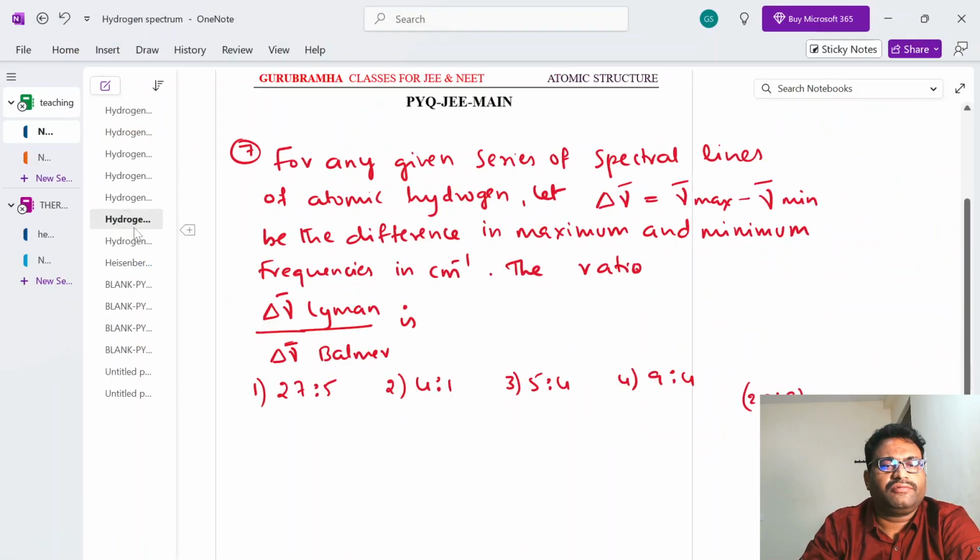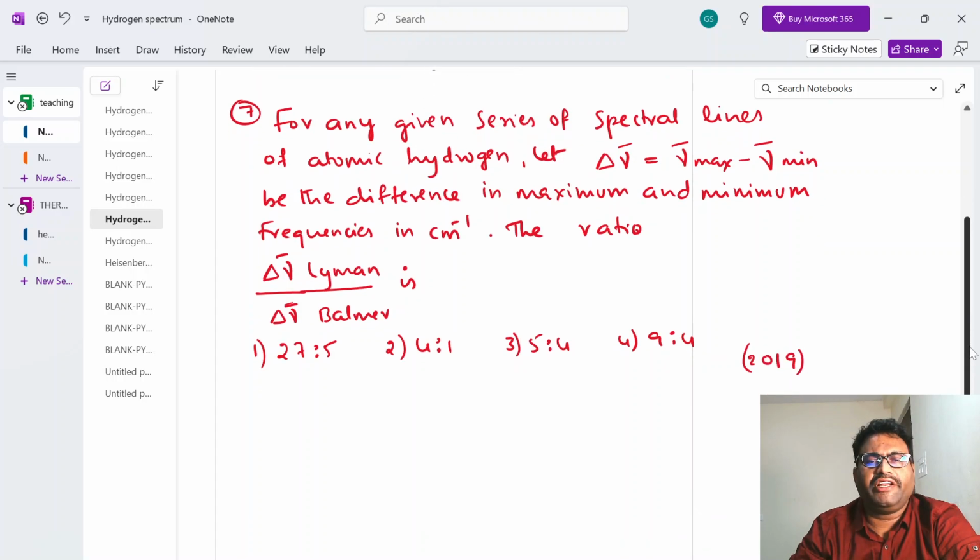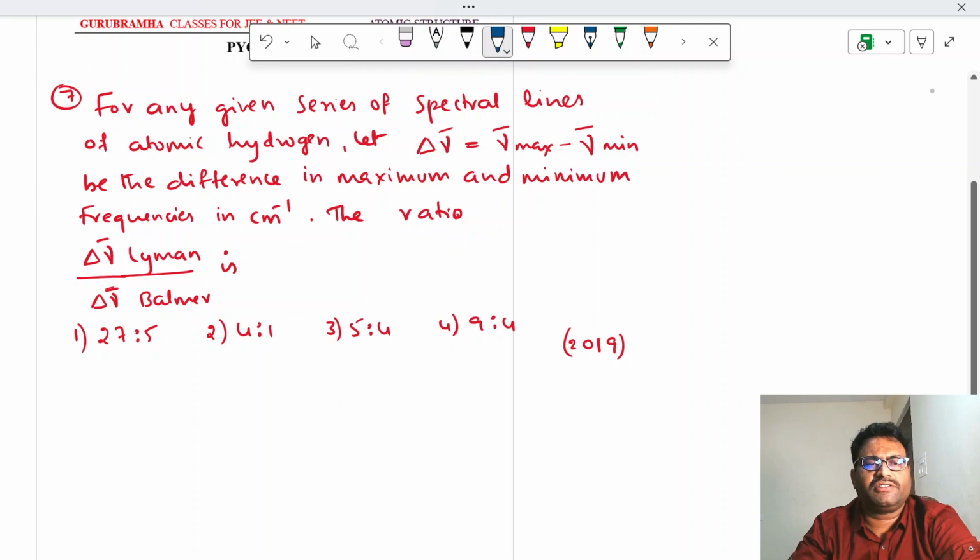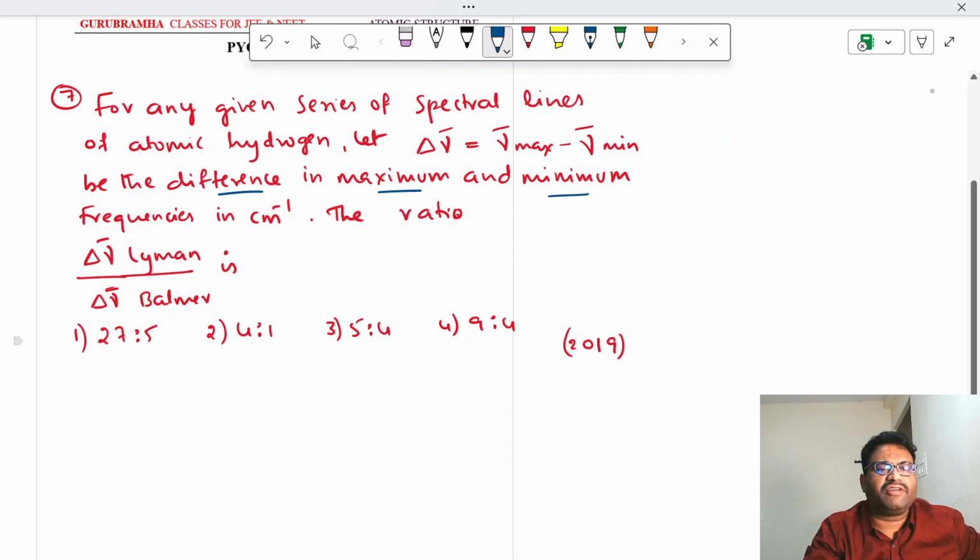Next, coming to the next question. For any given series of spectral lines of atomic hydrogen, let delta nu bar equal nu bar maximum minus nu bar minimum be the difference in the maximum and minimum frequencies in per centimeters. The ratio is asked.